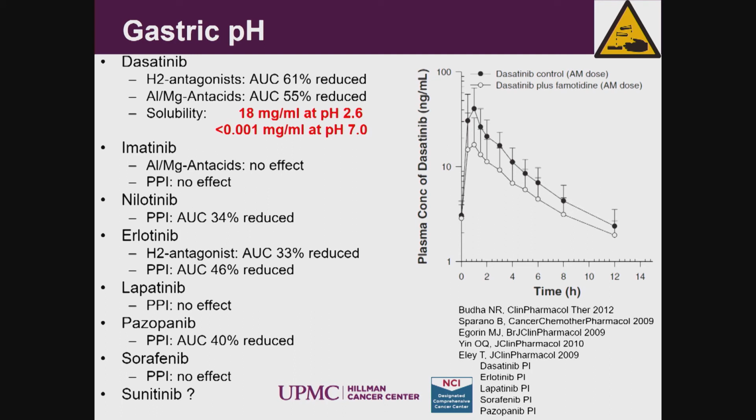Next, I want to illustrate the effect of gastric pH using dasatinib. The solubility of dasatinib at pH 2.6 is 18 milligrams per ml, whereas at neutral pH it's almost 20,000 times less. And so if you take dasatinib with an H2 antagonist, which increases the pH of the stomach, then the absorption will be less. And so depending on the tyrosine kinase inhibitor studied, and depending on the specific antacid used, these effects can exist or not. And for some drugs, it's not studied very well, and so the impact is unknown.